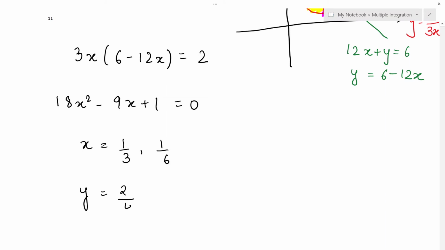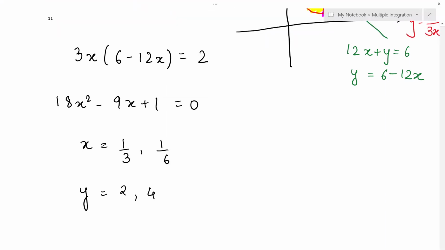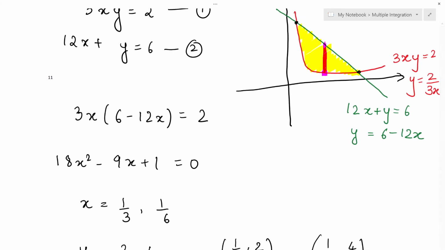and 4. Okay, the simultaneous values will be 2 and 4. So the points are what? 1 by 3 comma 2 and 1 by 6 comma 4. So these are my points.